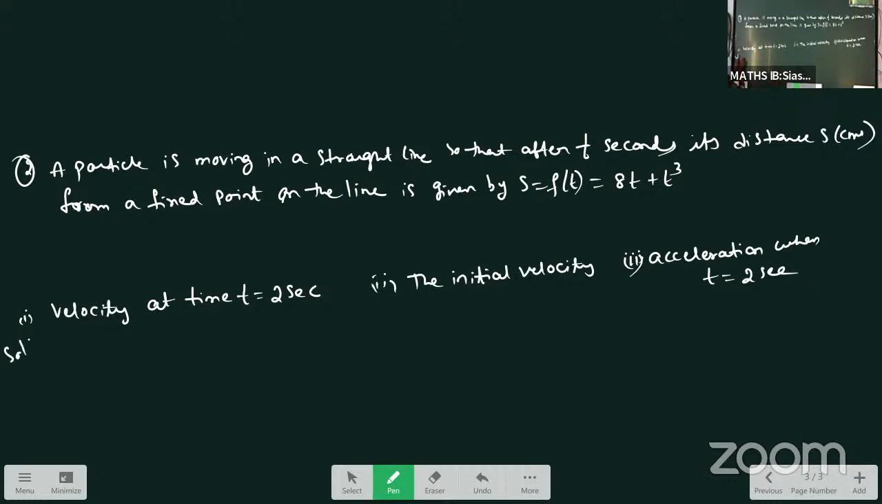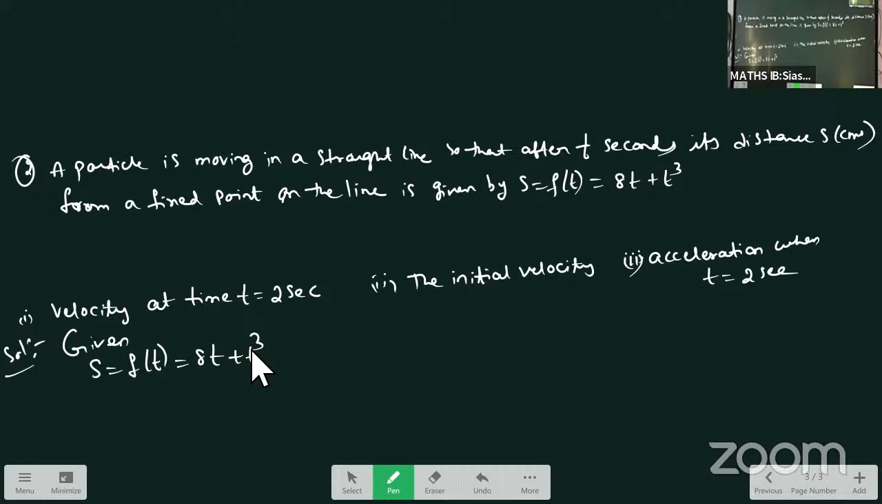Solution goes like this. First, take the given equation. What is given? S is equals to f of t is equals to 8t plus t cube. Read the question carefully. What is given in it? Just the equation is given. S is equals to 8t plus t cube, and the distance s and time t are connected by this relation.